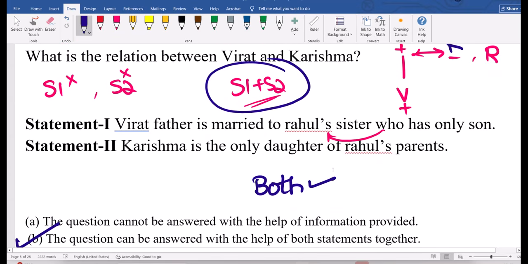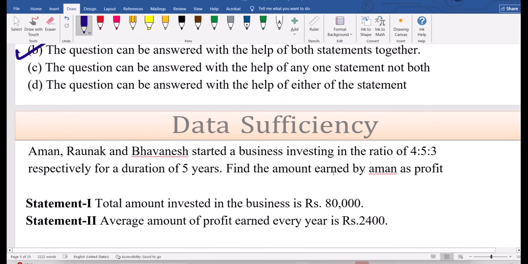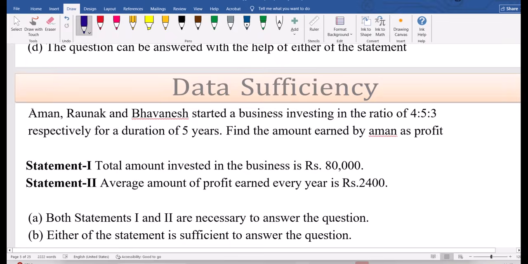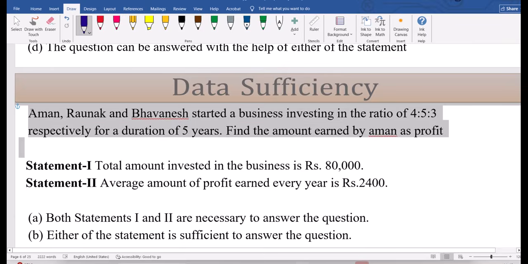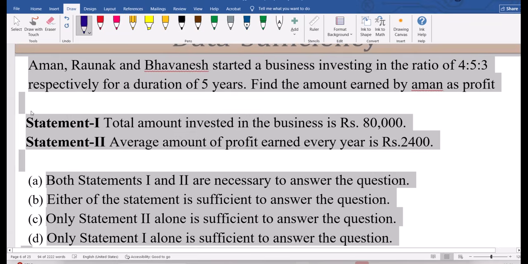Next, I hope you understand this. The words who, whose, which: whenever who, which, whose is there, what follows is related to the immediate candidate. Now, related to data sufficiency, now it's related to ages. Not ages, also the partnership concept. Sorry.